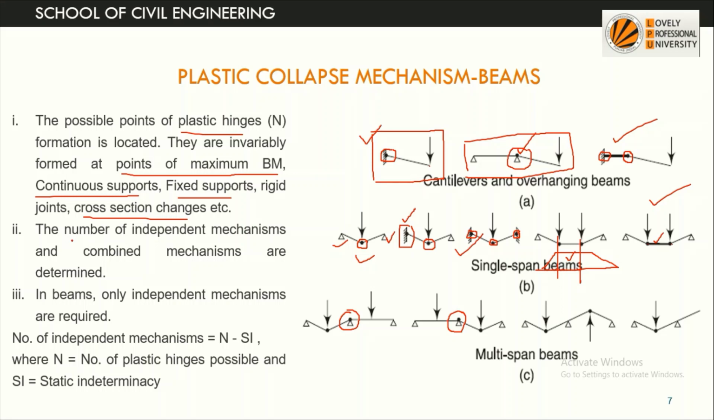The number of independent and combined mechanisms are to be determined, and the number of independent mechanisms will be mathematically equal to n minus Si, where n is the number of possible plastic hinges and Si is the degree of static indeterminacy. So how do we identify the value of n? Simply draw the bending moment diagram, and wherever the maximum bending moment is there, or a continuous support, a fixed support, or a change in cross section, we will assume it as a possible plastic hinge location.